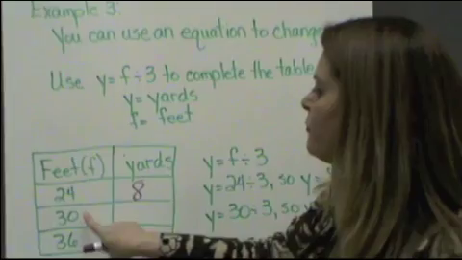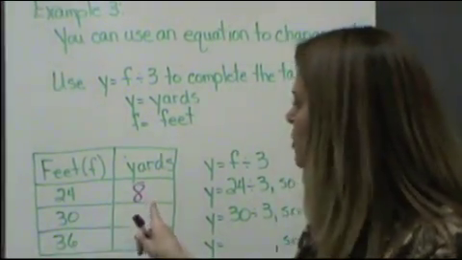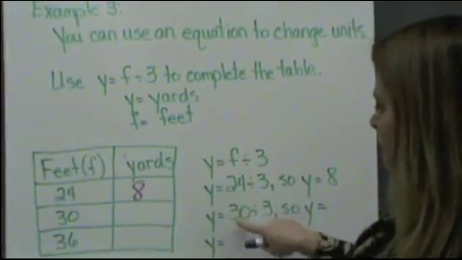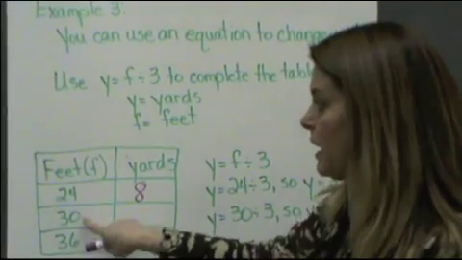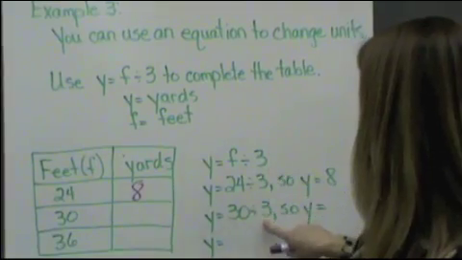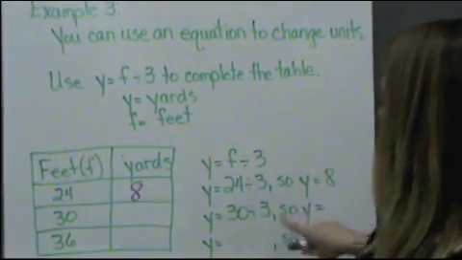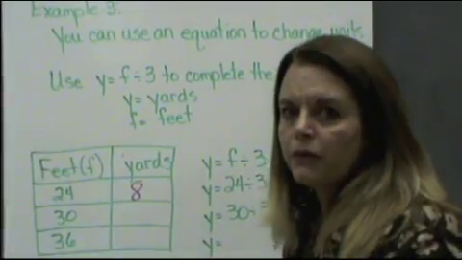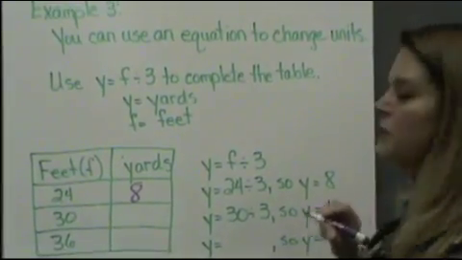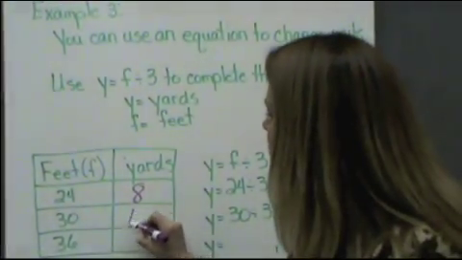Do another one. I've measured and I have 30 feet. How many yards do I have? Again, there's my y equals f divided by 3. Well, 30 is my f, so I'm going to put it in my equation. Divided by 3. So y equals, well, what's 30 divided by 3? 10. So I can put 10 on my table.